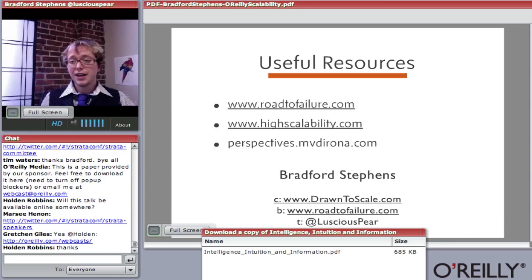So, commenting on specific databases for scaling. This should be really fun. You can check out my blog, roadtofailure.com. Michael Ritchie wants me to comment on specific databases for scaling, such as MongoDB.